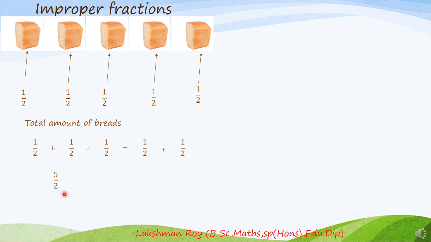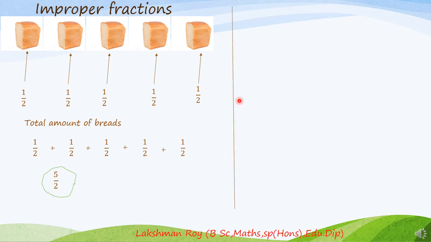You can see a difference from the fractions we learned earlier. What is the difference? Here the numerator is 5 and the denominator is 2, and 5 is big, the numerator is bigger. So that one is called an improper fraction. This fraction is called an improper fraction.